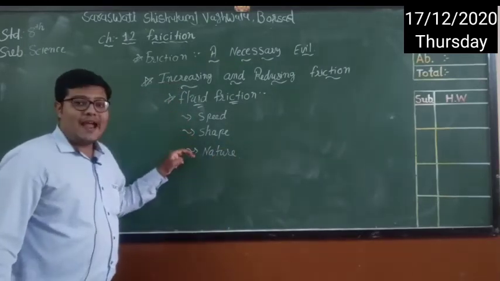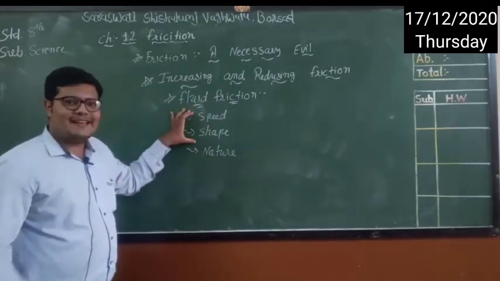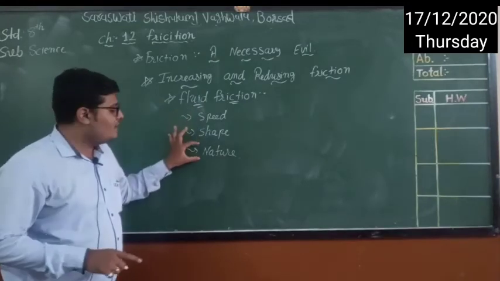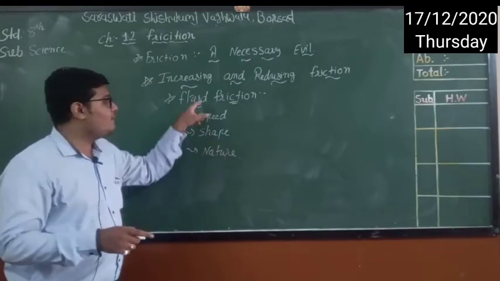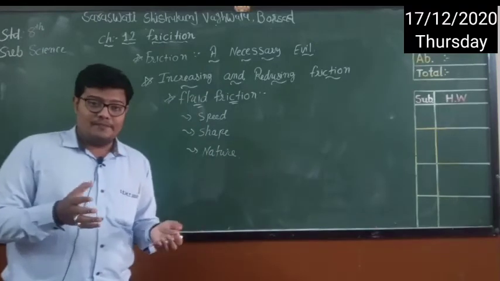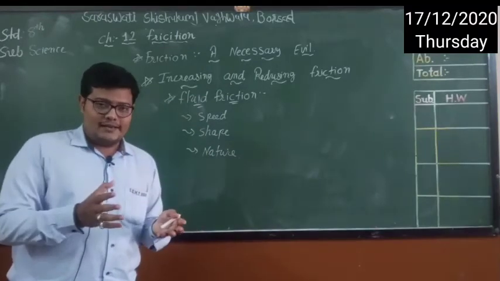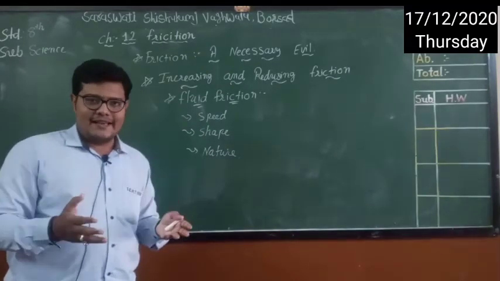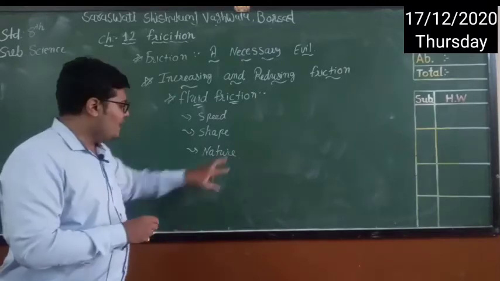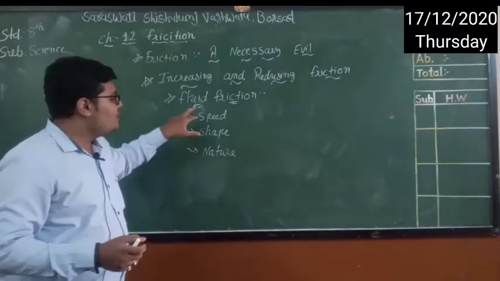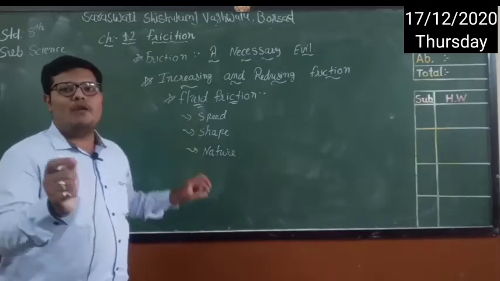Speed, shape and nature. These two things, speed and shape, are connected with the object which is moving. This thing, nature, is connected with the fluid. Which kind of fluid is it? It is oil, water or anything else like gases. So that is the nature of the fluid, the speed of the object and the shape of the object.